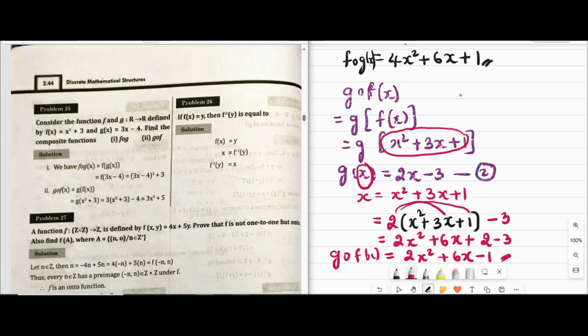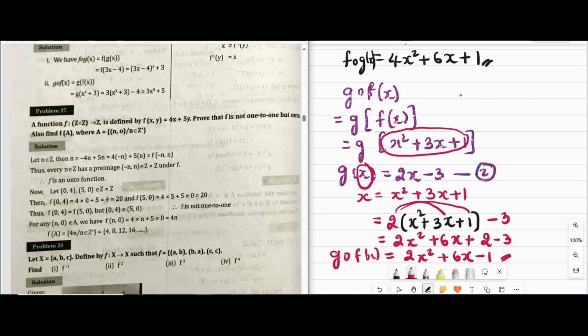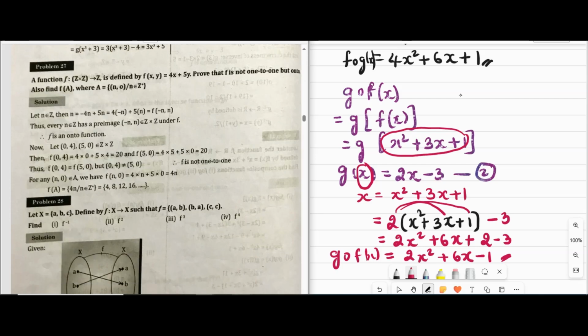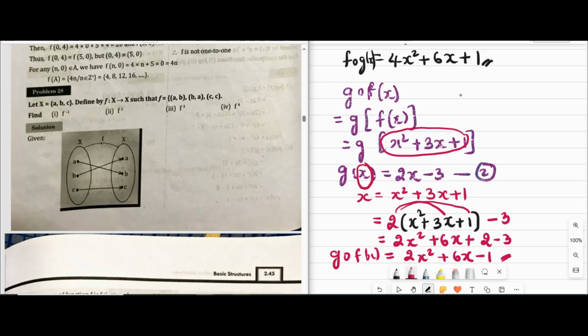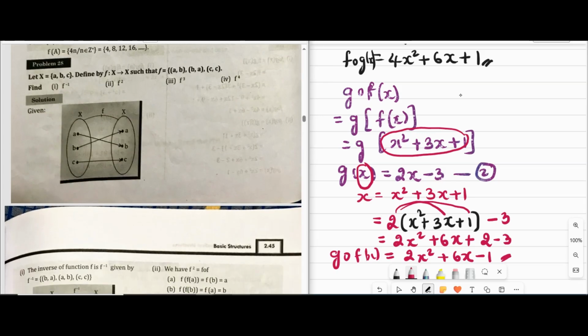Then you have fog and gof again. You just simplify these problems. This all you can solve by yourself. Now next one, they've given f of x is a, b, c. f is a comma b, b comma a, c comma c. Now we have to find f inverse.